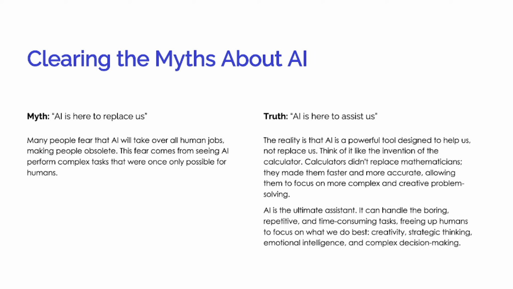The truth is, AI is here to assist us. The reality is that AI is a powerful tool designed to help us, not replace us. It is here to help us. If you were a writer before, one thing that I want to let you know is that don't suspend your brain even when you're using AI. Well, if you are not a smart person, you can't use AI tools properly.